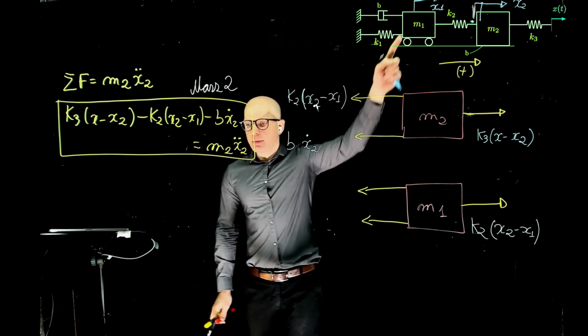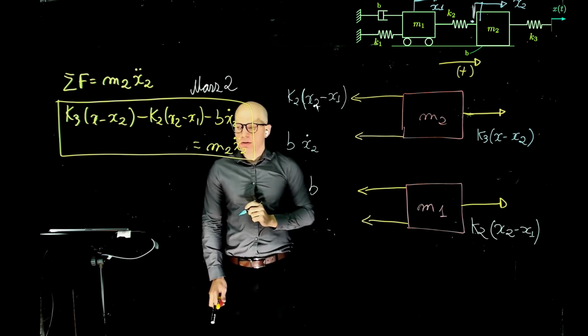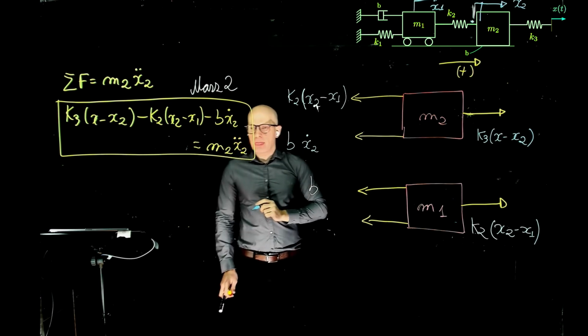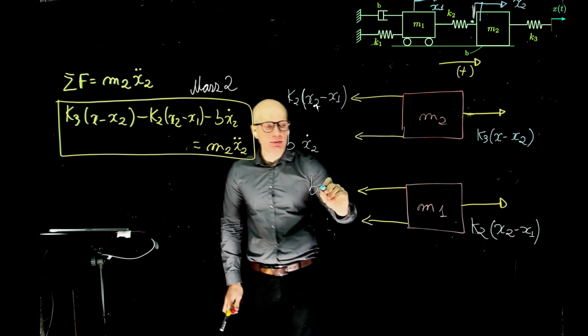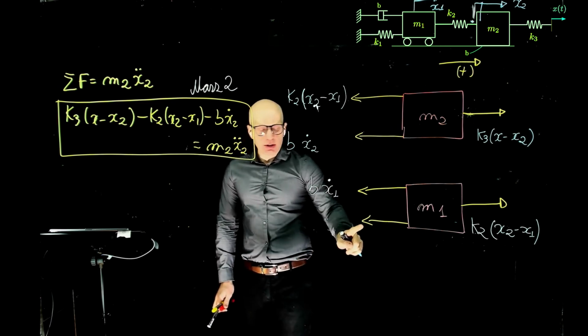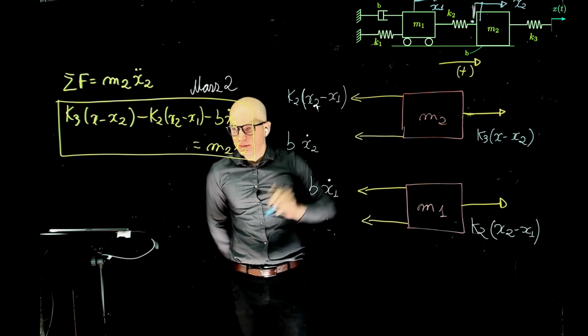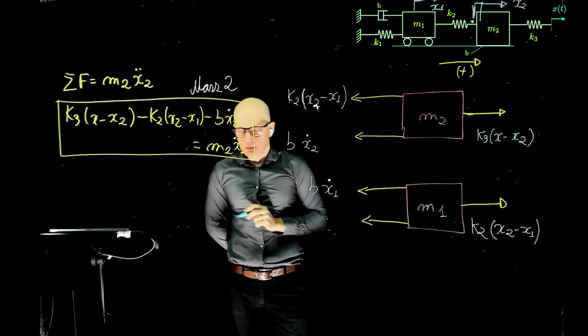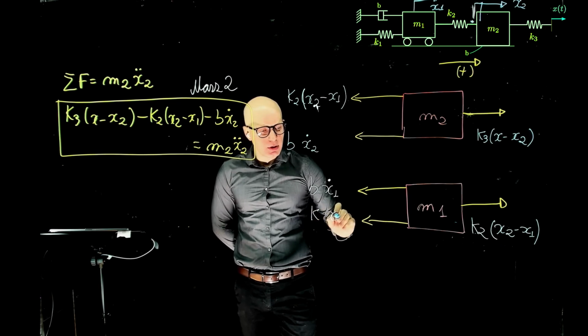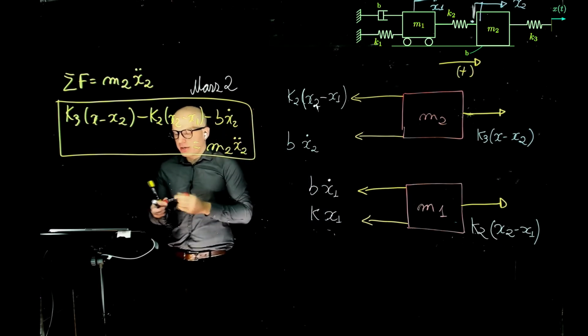This one is for the damper. What is this force? B times x1 dot. Excellent, x1 dot. And what is the force from this spring? Just k1 x1. Excellent. Now let's do the sum of all forces for mass 2.